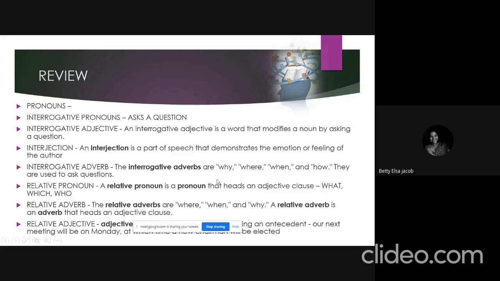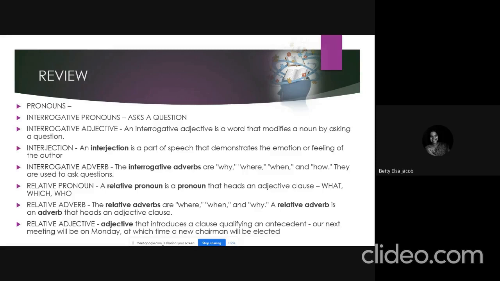Relative adjectives. Now, relative adjectives are the adjectives that introduce a clause qualifying an antecedent. For example, our next meeting will be on Monday, at which time a new chairman will be elected. Now, here, which is a WH word, but it does not perform an interrogative function because it does not happen in a question. Here it's a statement.